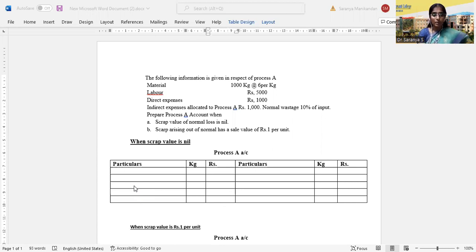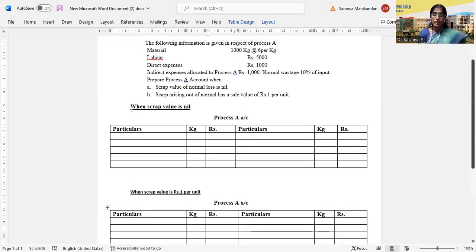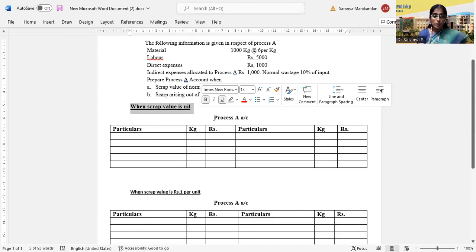We should prepare the process account in two different cases: when the scrap value of normal loss is nil, and the second case, when the scrap value has a sale value of rupees 1 per unit. So now we will start with the process A account when the scrap value is nil. I have given the heading: when scrap value is nil, process A account.